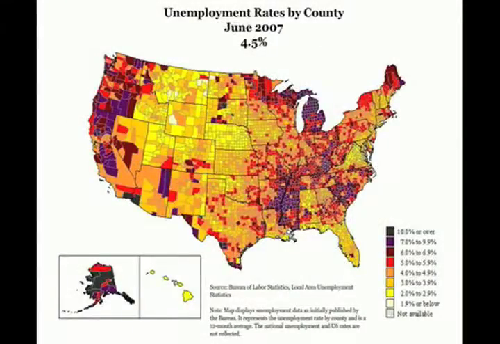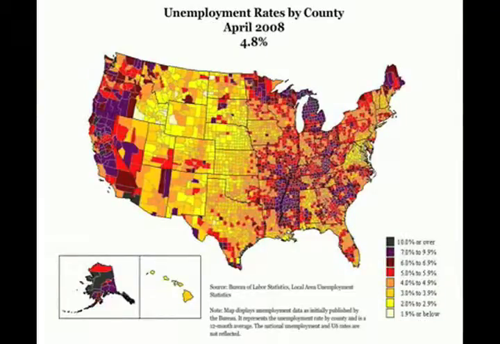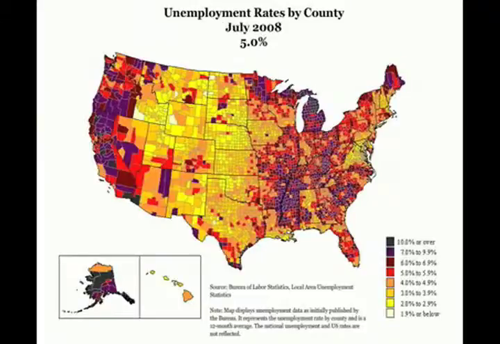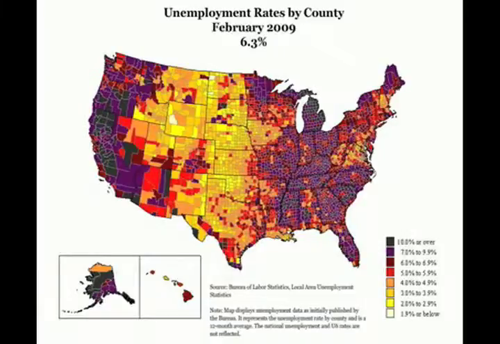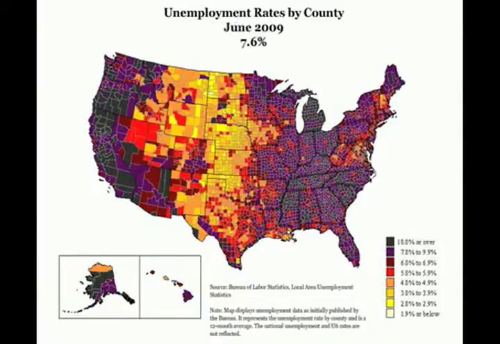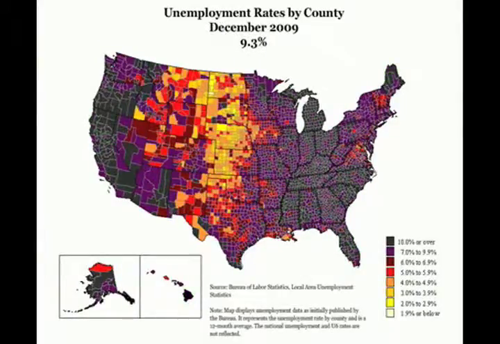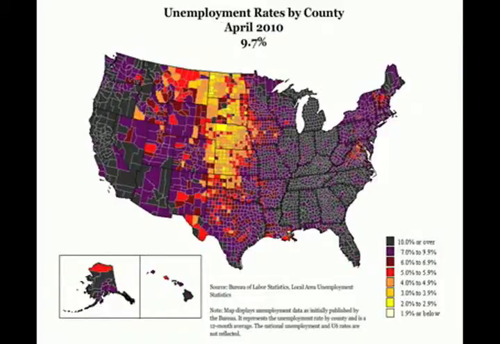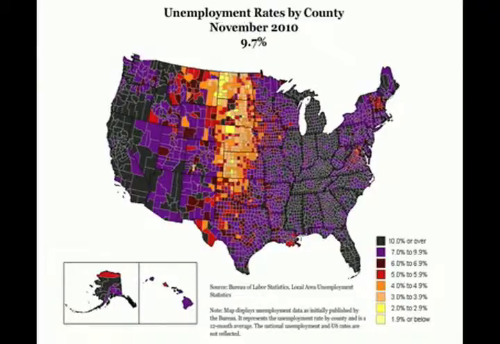To help students understand just how deeply the recession affected this country, show them this map. The darker colors show unemployment increasing. Yeah, that's pretty shocking, isn't it?